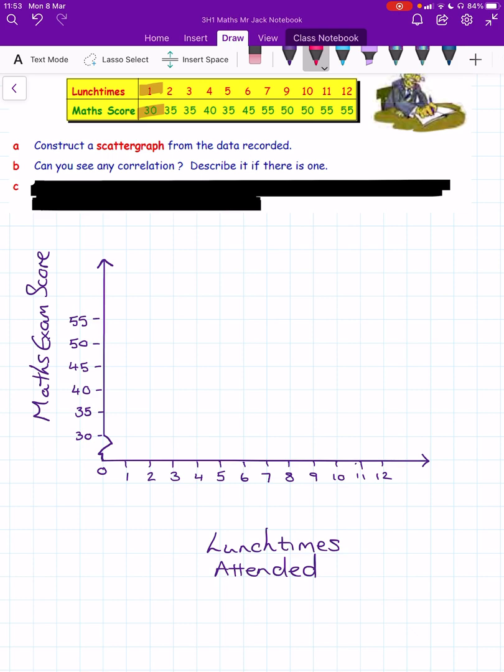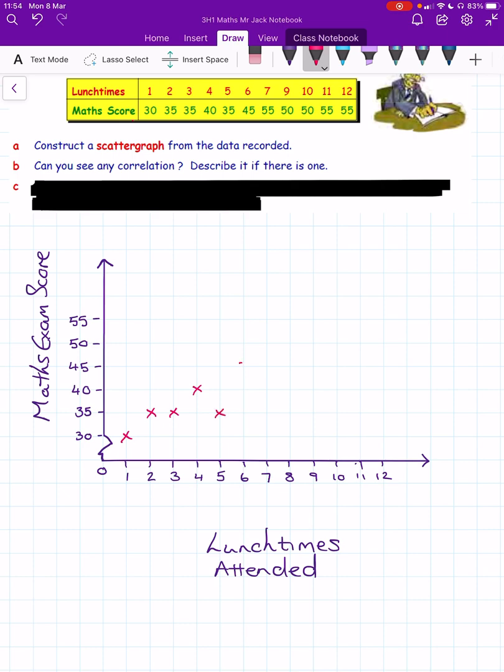Okay, back to what I was saying previously. Let's plot these points. So the first point, we've got 1 and 30. So let's find the number 1 on the lunchtime attended and 30. There it is there. Now you'll notice that that cross is going on the intersection of the guidelines, like I said before. You've got 2 and 35. Then you've got 3 and 35. 4 and 40. 5 and 35. So we're back down here.